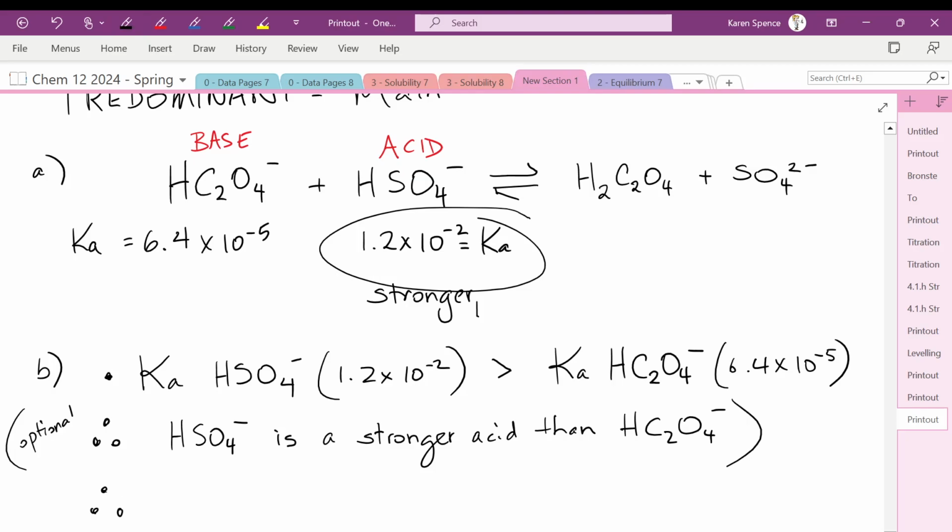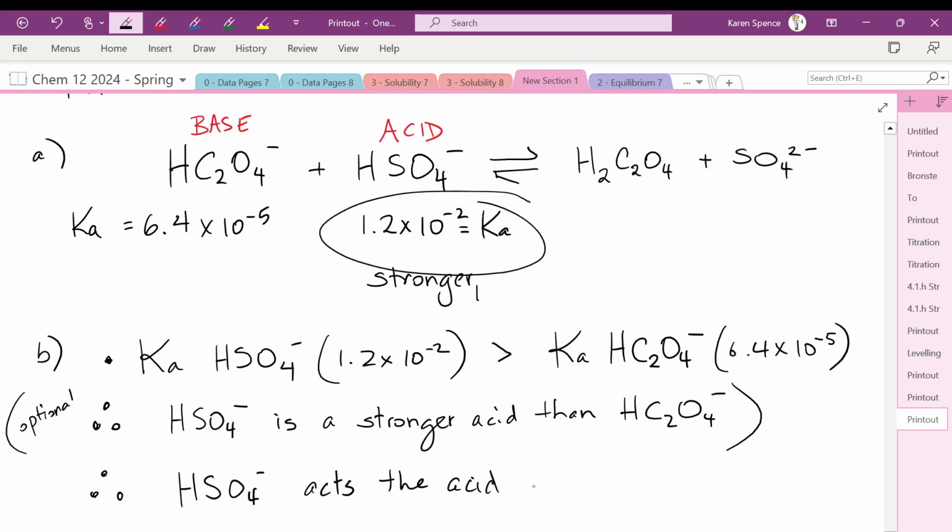So then you're just going to make the statement, therefore, what happens next? Tell your partner what you think. HSO4 acts as the acid, donating a proton to HC2O4. Other than the fact that there were more words there than you needed, how could you tighten that up? HSO4 acts as the acid and donates a proton. HC2O4 acts as the base.